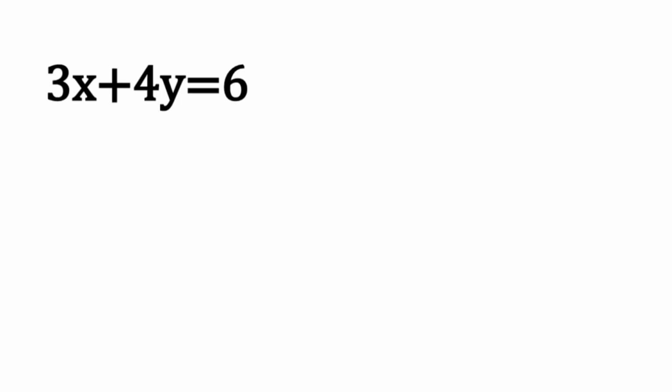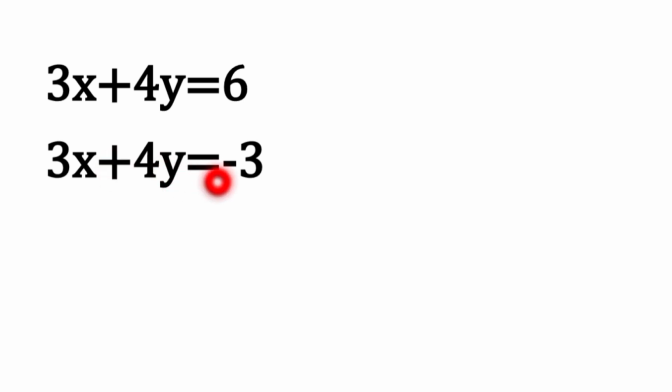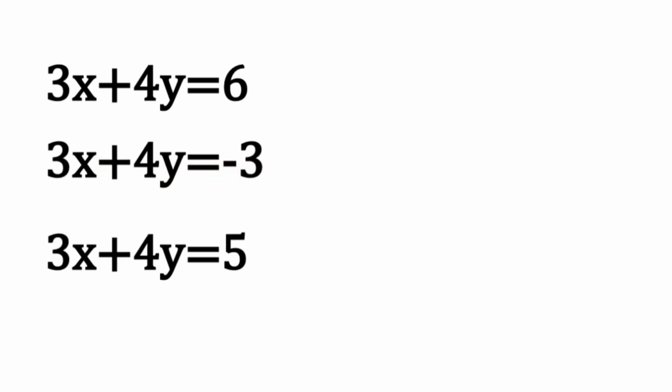So if we have this one written in the standard form, 3x plus 4y equals 6. And we have this another line, 3x plus 4y equals negative 3. And another line is 3x plus 4y equals 5. These are parallel lines. If written in the standard form or general form, they have the same coefficient for x and for y.